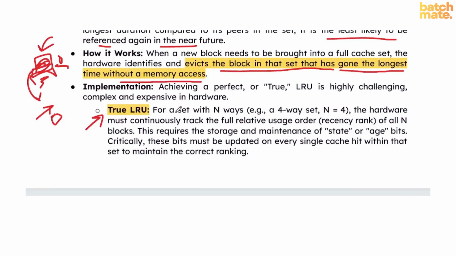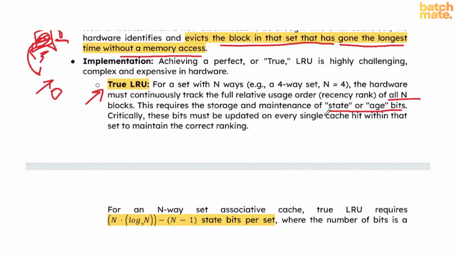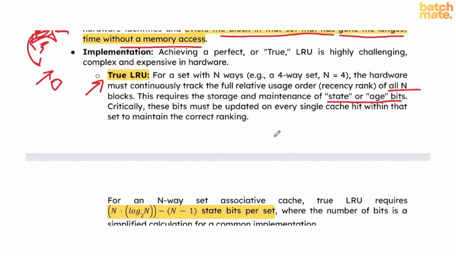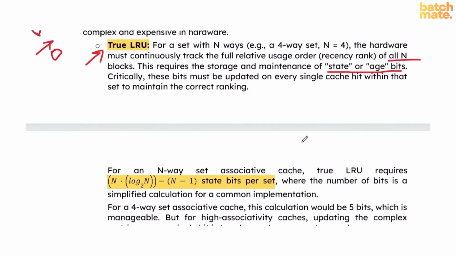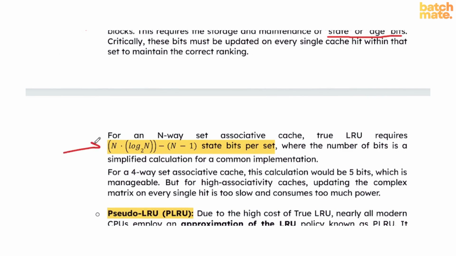Here, for a set with n ways, the hardware must continuously track the age or recency rank of all n blocks. This requires us to store and maintain the age bits for every block. Who is 1? Who is 2? Who is n? And crucially, every single time you get a cache hit, you have to reshuffle this entire list instantly. And to gauge the complexity, also look at how many age bits we have to store and reshuffle.